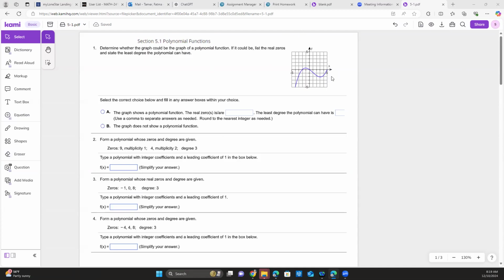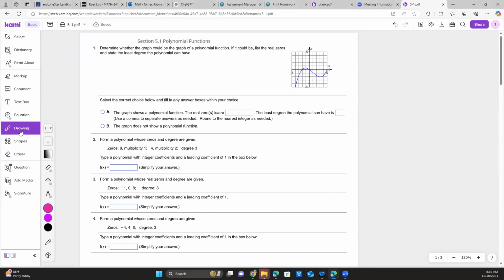So the first question here is, determine whether the graph could be the graph of a polynomial function. If it could be, list the zeros and state the least degree the polynomial can have. When we have these polynomial functions, where the graph meets the x-axis, these are called the solutions or zeros. For this function, it touches the x-axis over here, which I'm going to say -2 is a zero. Then it touches the x-axis again at x equals 0. And then it touches the x-axis one more time, 1, 2, 3, 4, 5, that's a +5.